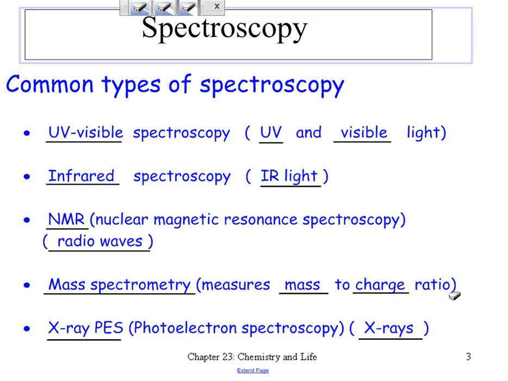We've already talked about mass spectrometry, measuring the mass to charge ratio. And if we use X-rays, we can use X-ray photoelectron spectroscopy. We're actually going to talk about that much later in the year. That gives us information about the number of electrons in a specific orbital.